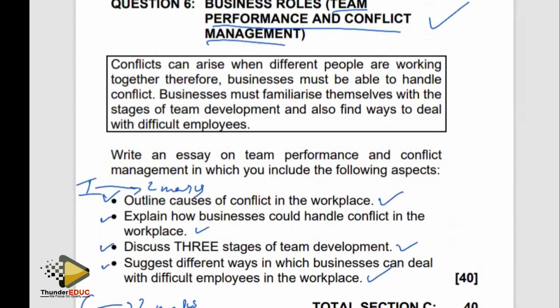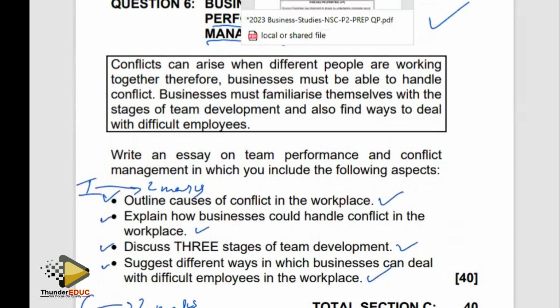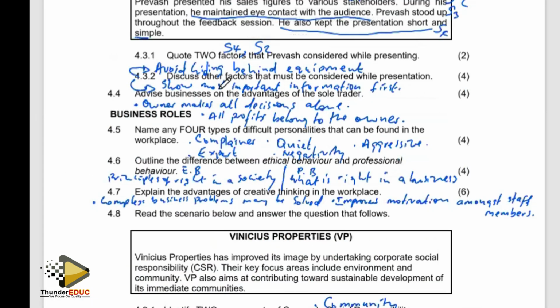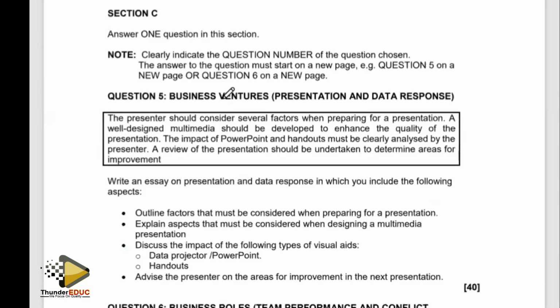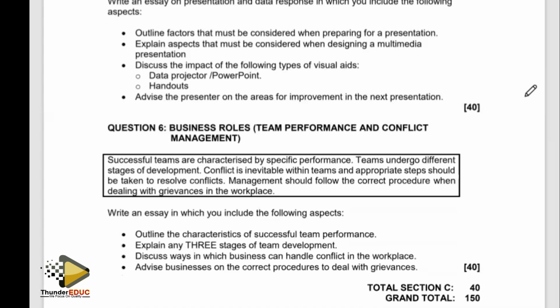Okay, right. So now, grade 12, at this juncture, we are done with question 6 in this paper. Now let's focus on section C and the other paper. Section C under this paper is in line with presentation and data response, while question 6 is in line with team performance and conflict management.